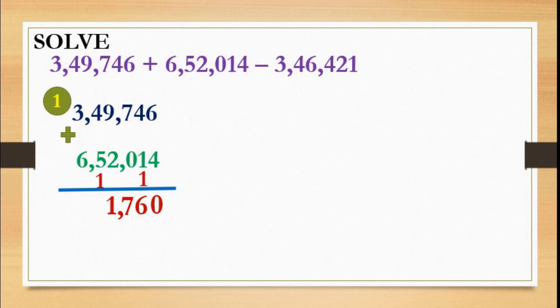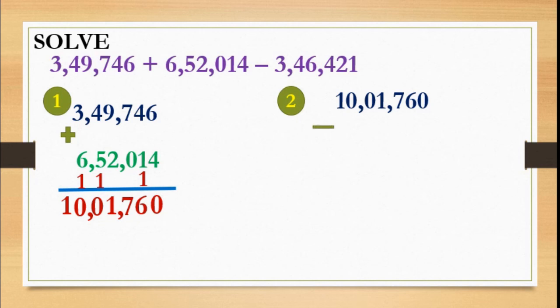4 plus 5 plus 1 is 10. So 1 carry over. Then 6 plus 3 plus 1 is 10. So we got the answer, that is 10,01,760. When we add these two numbers we got the answer. From that answer we have to minus the third number. So I will write the same number here, minus 3,46,421. Now we will do subtraction here.